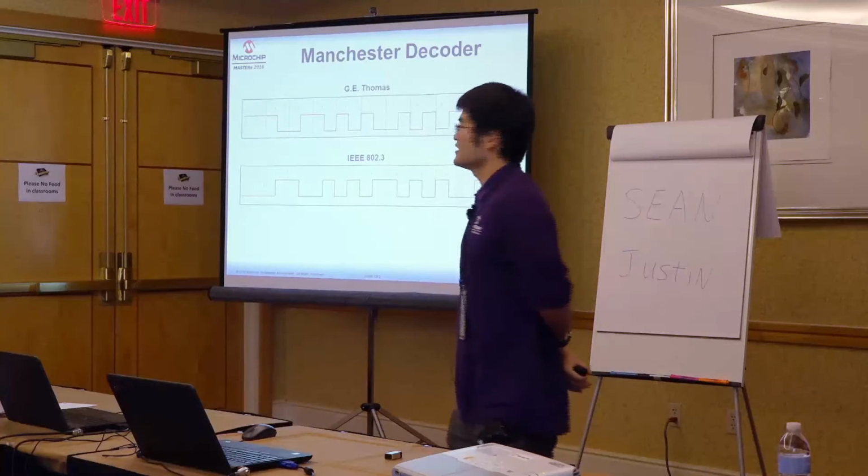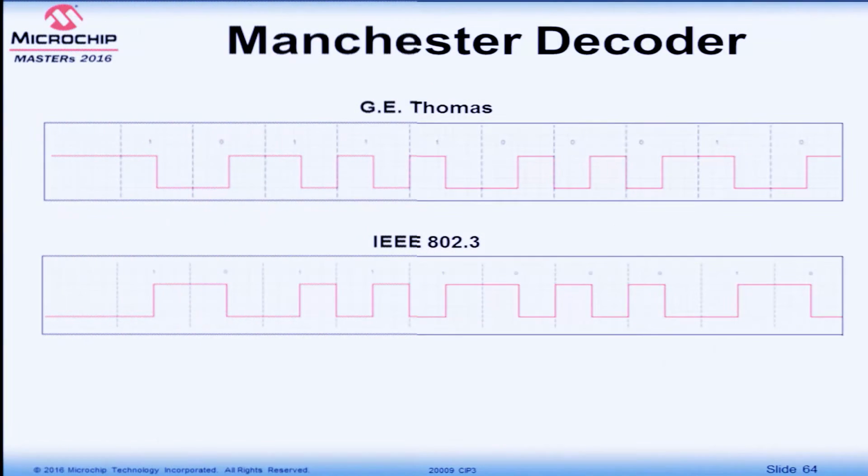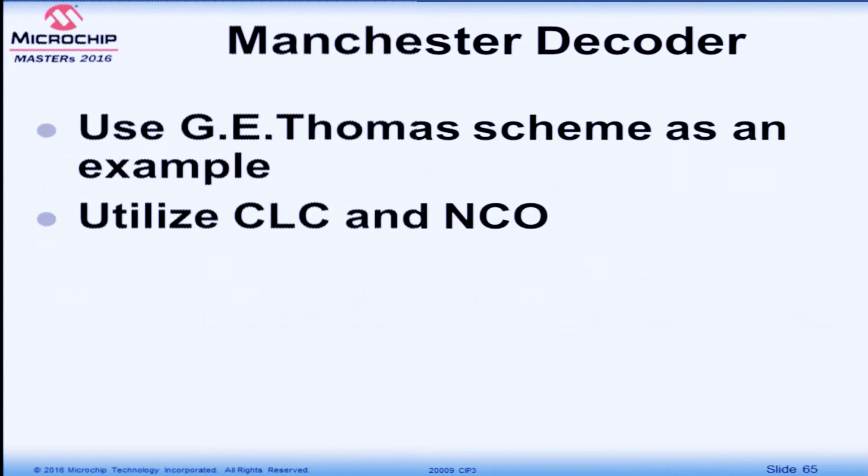Well, just to refresh your memory, Manchester coding comes with two conventions. One is the G.Thomas convention, where your logic 1 is encoded as a falling edge transition, and 0 is the rising edge. And we have the IEEE 802.3 convention, which is the opposite way. For this example, we're going to use the G.Thomas convention, and we will use COC and Unseal to achieve this purpose without writing any software.